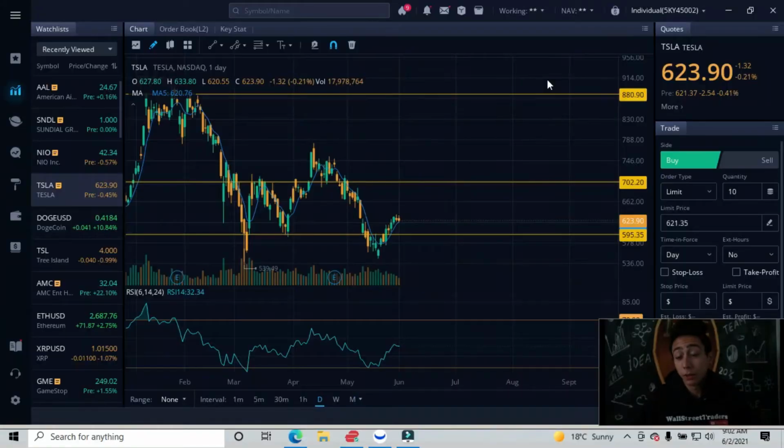Guys, so next up is Tesla, or ticker symbol TSLA. We're starting from a higher time frame, that being the daily interval. This allows us to apply multiple time frame analysis to find our support and resistance lines, our targets, our entries, our stop loss, and all this other good stuff. All right, so let's go ahead and dive in.